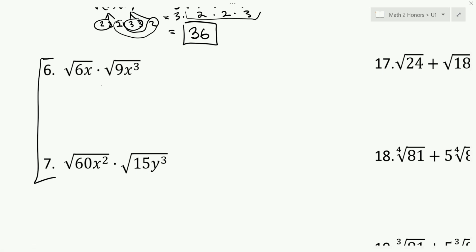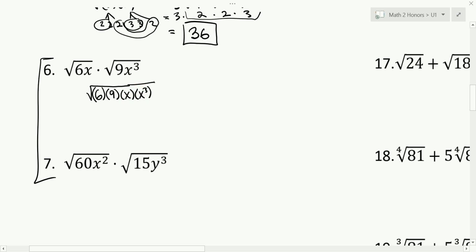So on number 6, we got the square root of 6x times the square root of 9x cubed. When you're multiplying, you just put everything under the same roof. So 6 times 9. I'm going to rearrange things too. And we got x times x to the third. Your choice, you can combine those.